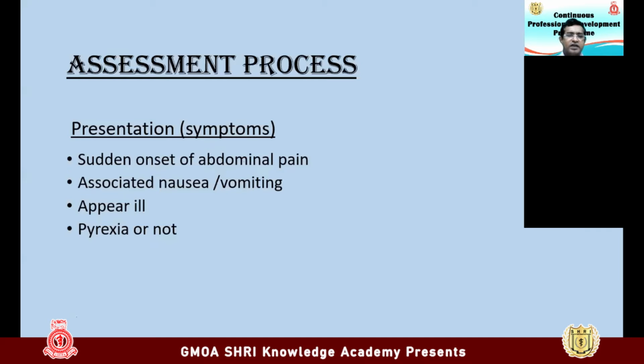Then there are autonomic symptoms, for example nausea and vomiting, which could be due to the stimulation of autonomics or could be due to severe pain. And depending on the patient's general appearance, whether the patient is ill looking, whether the patient is fairly all right and mobile, or lying still in the bed, or jumping from the bed, moving and screaming. And whether the patient is having fever or not.